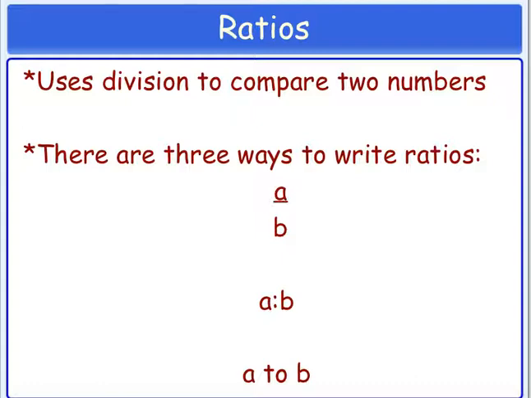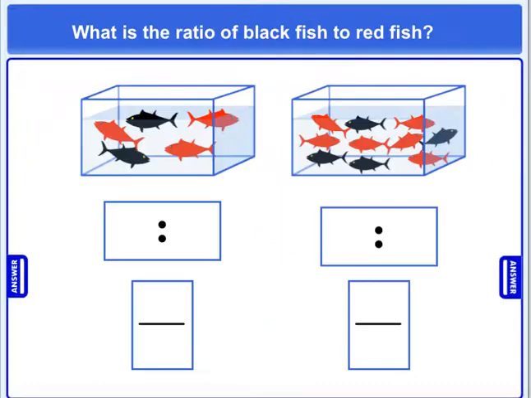And we have three ways to write our ratios. You could write them as a fraction, write them with a colon in between our two numbers, or with the word "to" in between the two numbers. So if we were looking at these aquariums, we could look at what is the ratio of black fish to red fish, and so I need to put how many black fish I have first, and then how many red fish.